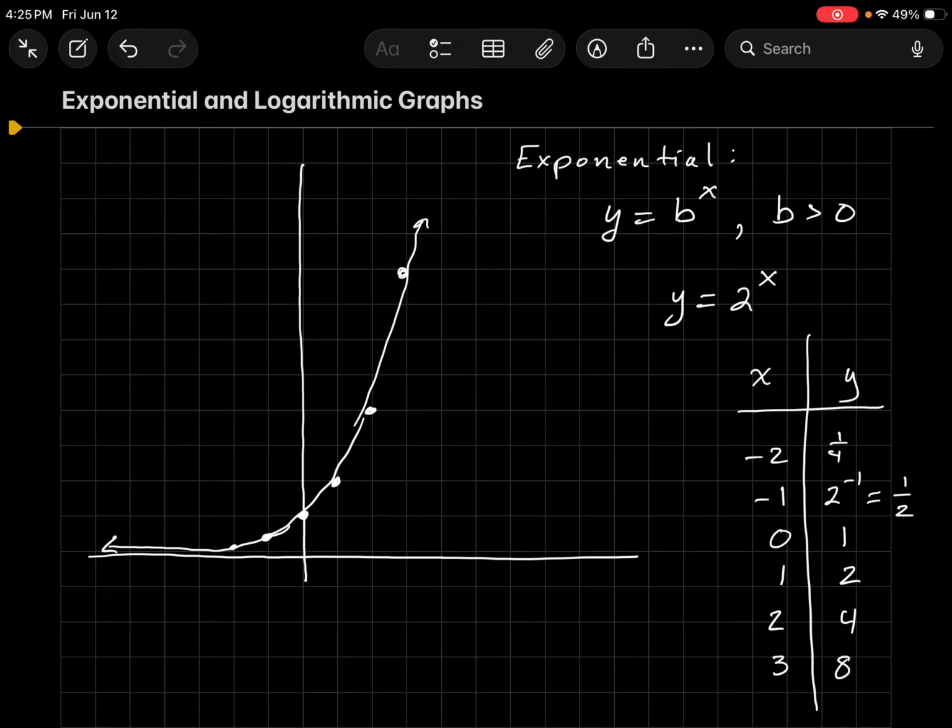Let's talk briefly about the domain and range. Big D for domain. Well, x can be anything. X is an element of the reals, or if you want, it's negative infinity to infinity. But the range here is strictly positive y's. Y is always bigger than 0.